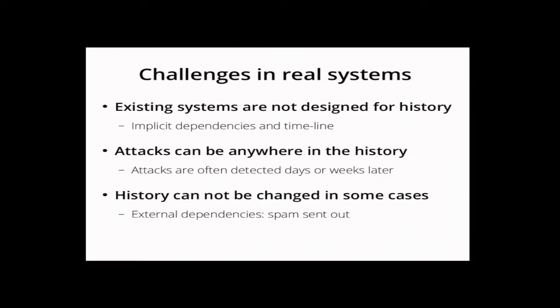First of all, existing systems are not specifically designed with history in mind. I mean, there are tons of implicit dependencies probably in your application and underlying kernel, and also there are tons of implicit uses of the timeline. In current operating systems, we don't exactly know how two files are related and how they are created. Secondly, even if we have this complete history, detecting an attack is not an easy task because the attack can be anywhere in our history, and also attacks are often detected days or weeks later.